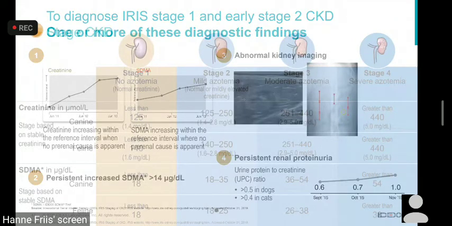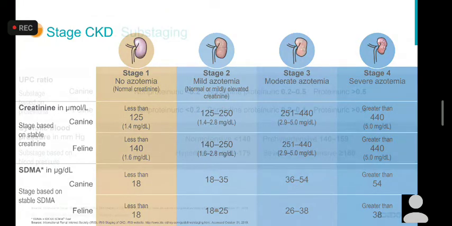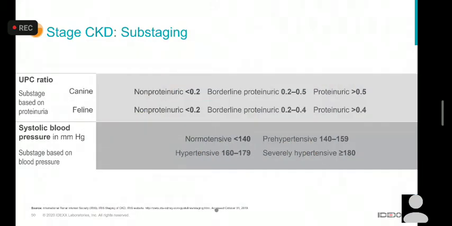And this is just to show stage 1, 2, 3, 4, and if you catch them in stage 1, and even in stage 2, that's when you can make a difference. If you catch them in stage 3 and 4, yes, we can do things, but we cannot do that much, and we cannot really improve longevity that much, nor quality of, well, probably quality of life. I'll take that one back. And then we have the sub-staging based on UPC and systolic blood pressure. And that is also, as mentioned before, really important.